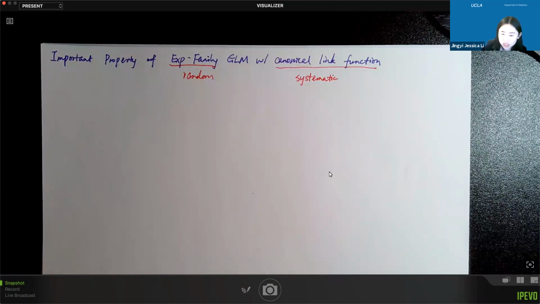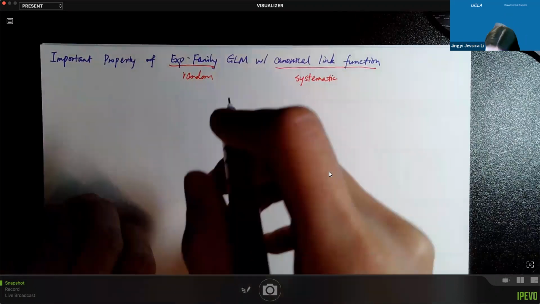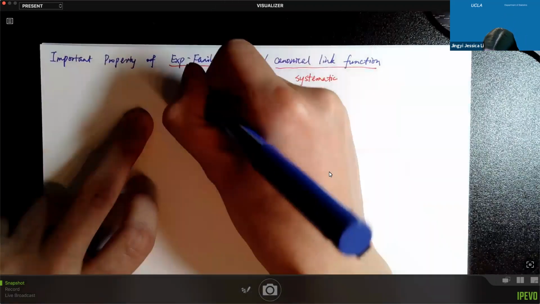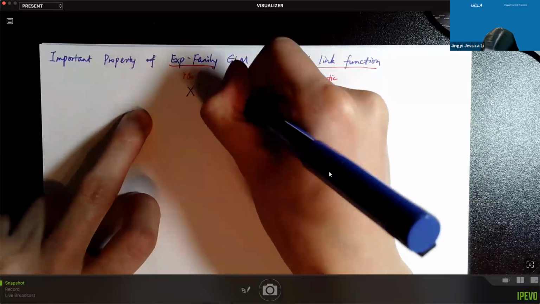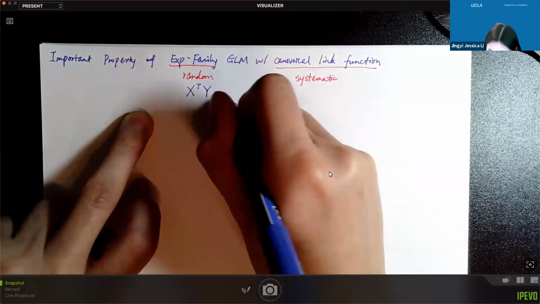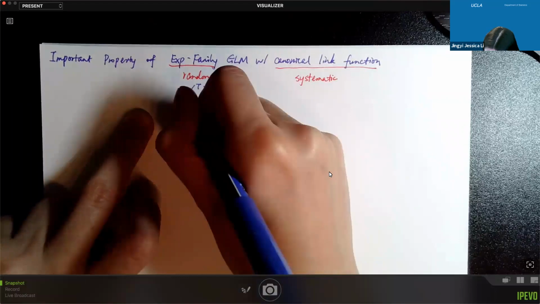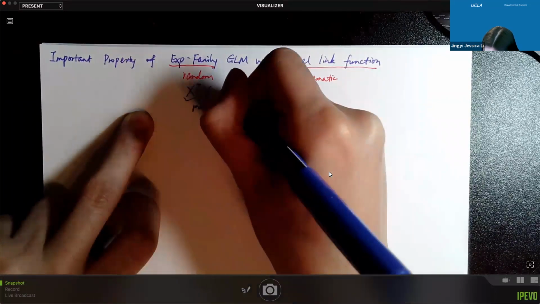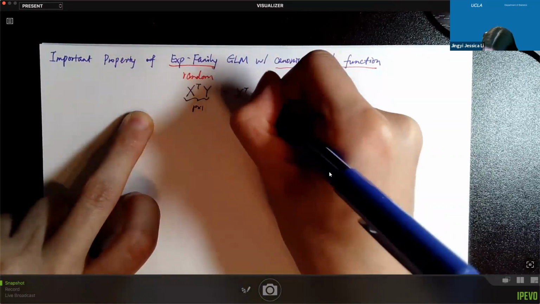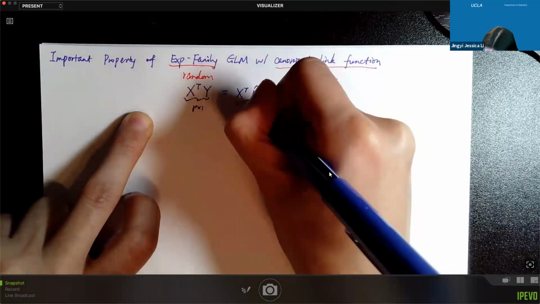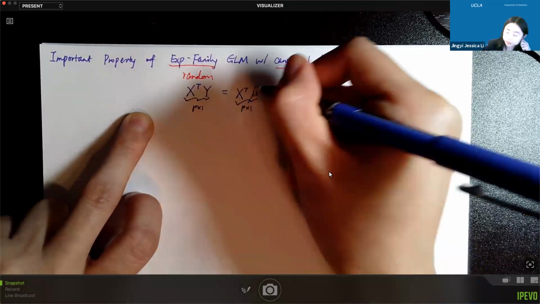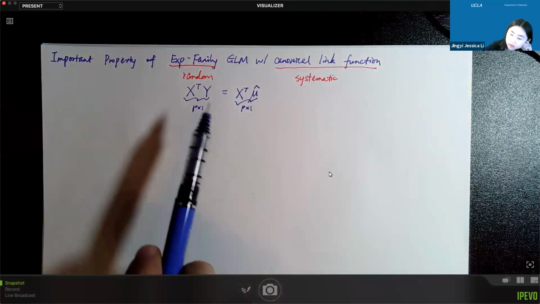And then what's the important property? The important property is this: X transpose Y, which we know gives us a P by 1 vector, is equal to X transpose mu hat. Again, this is a P by 1 vector. So we have P equations, in other words.